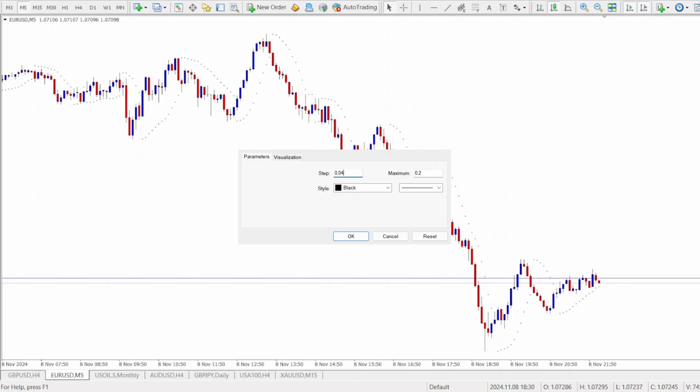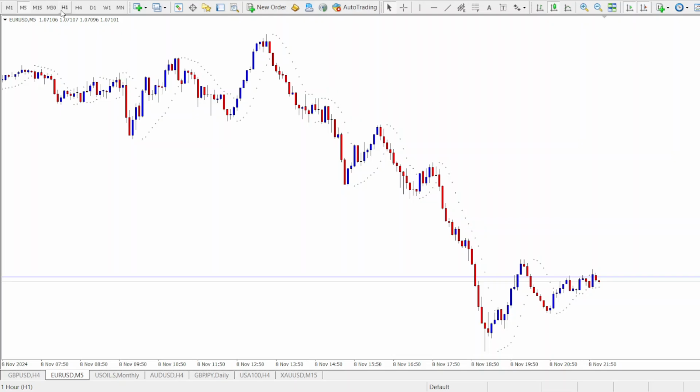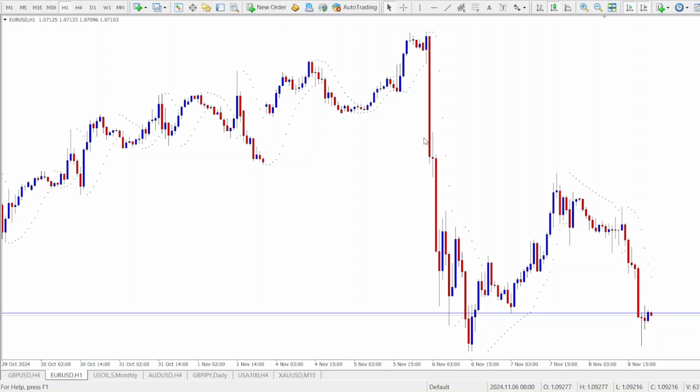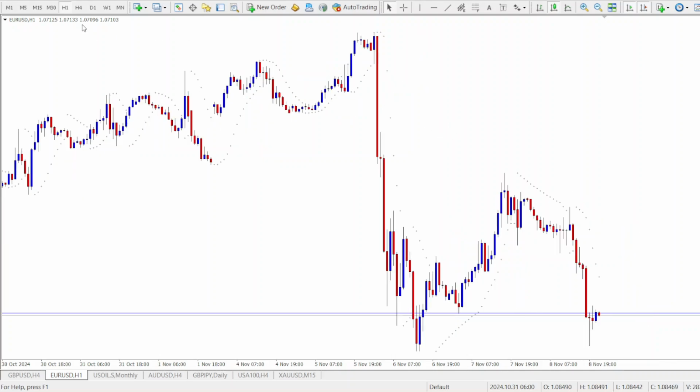Now that we have adjusted our settings, let us look at how these changes impact a real trade. So now we have modified the settings. The step setting is 0.04. The maximum we left at 0.2. These particular settings are good for day trading. We're just going to be loading it to the chart, and moving to the 1 hour time frame, because we are talking about intraday, day trading, so the 1 hour time frame should be fit for a day trader.